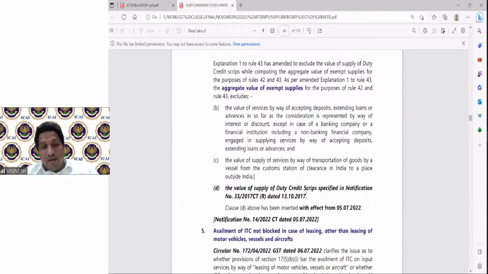Then the third one is value of supply of duty credit scrips specified in Notification 35/2017 and so on. So this clause D has been inserted with effect from 5th July 2022. Can anyone tell me what you mean by duty credit scrips?